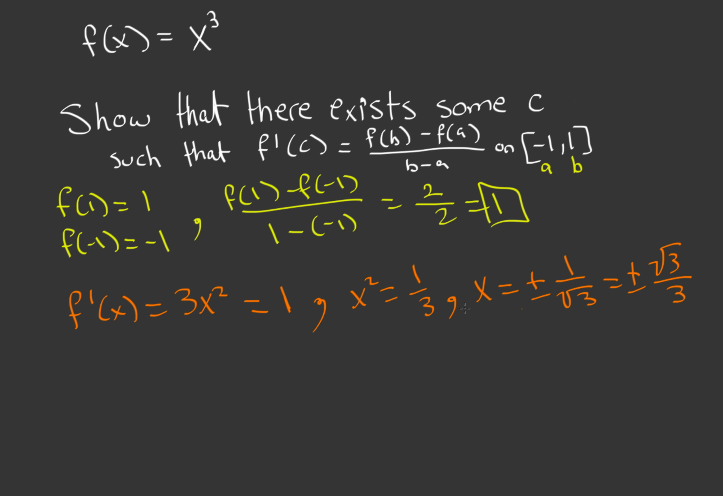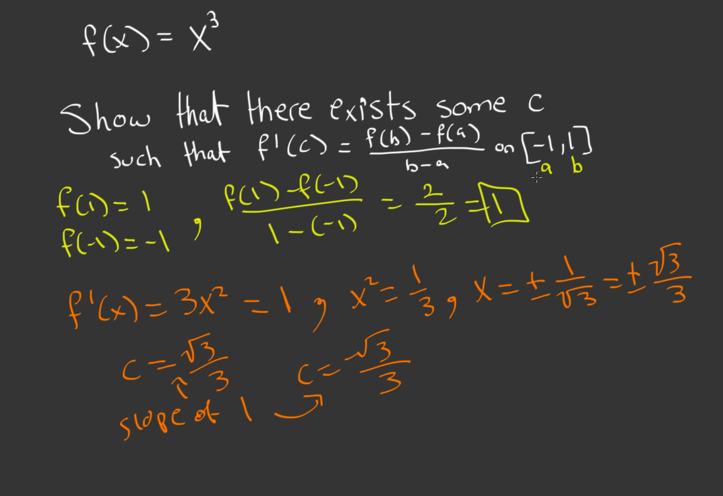So we have 2 points. We have c is equal to radical 3 over 3. We have c is equal to negative radical 3 over 3. And both of these have a slope of 1, right? So we just proved that there exists some c where our f prime of c, which is these 2 points, is going to equal 1, which is the secant slope, or the slope of a straight line of this interval.